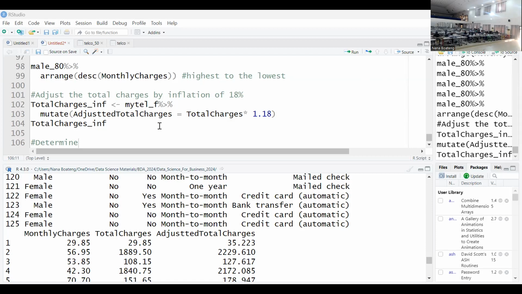All right. Okay, so let's determine the average total charges for each type of contract. Okay, so let's do that. Determine the average total charges based on contract type.